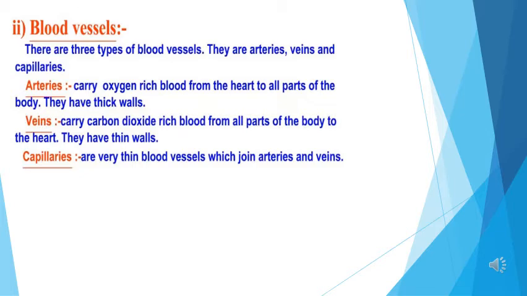Then we have capillaries, which are the shortest vessels, and they join the arteries as well as the veins. The arteries generally carry oxygenated blood, but the only exception is the pulmonary artery. Similarly, veins carry deoxygenated blood, that is blood which is full of carbon dioxide, but the only exception is pulmonary vein.